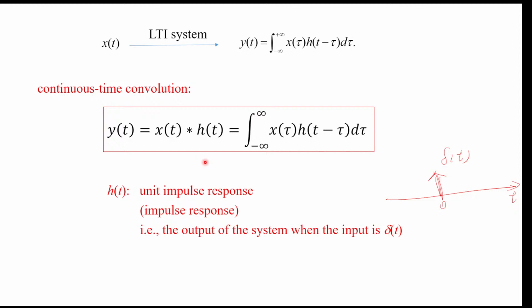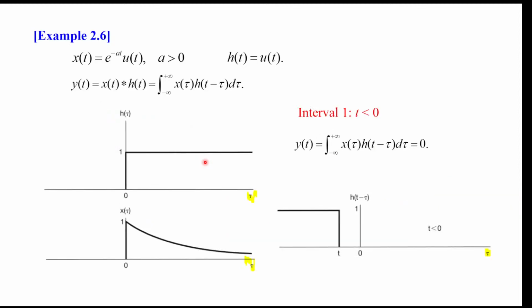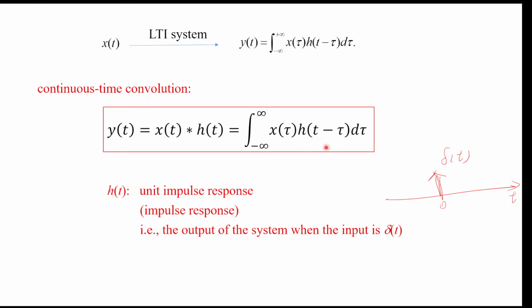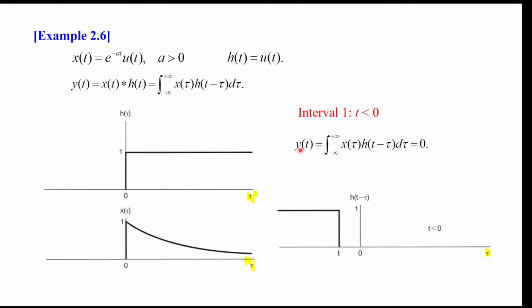Any questions so far? If not, let us see an example of this convolution integration. Our examples are very similar to the discrete time case. Here our x of t is an exponential decay function starting from t equals 0, and our h of t is just a unit step function. The convolution of x of t and h of t gives the output y of t.